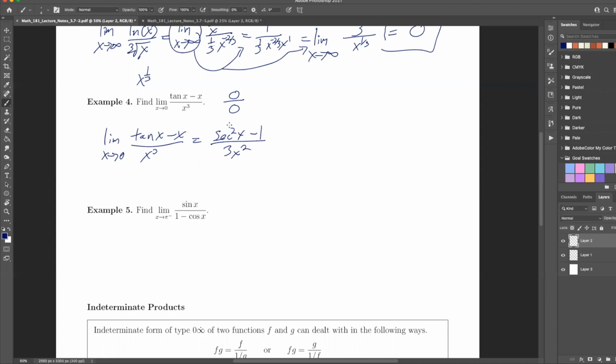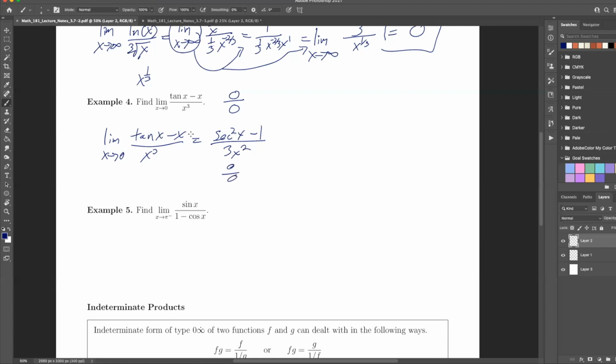So what do we have here? Well, what's secant of 0? Sorry, secant is 1 over cosine, right? Cosine of 0 is 1, so 1 over 1 would be 1. So this is 1 minus 1, which is 0. Right. So this is indeterminate form again, right?